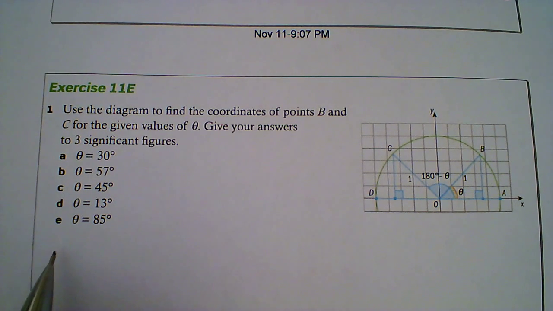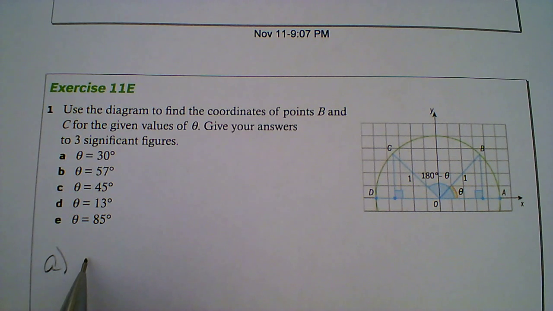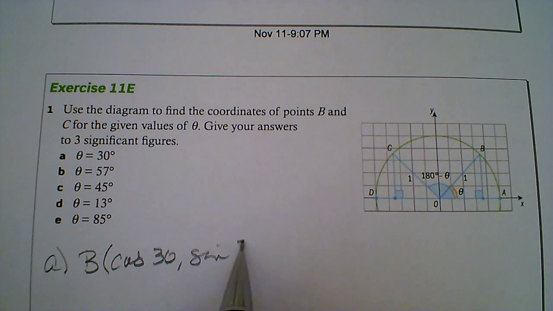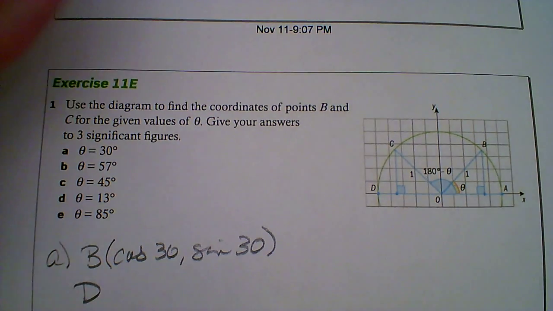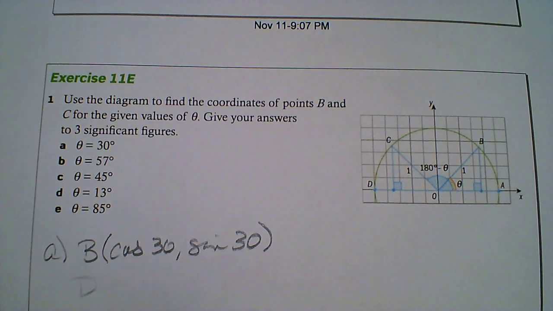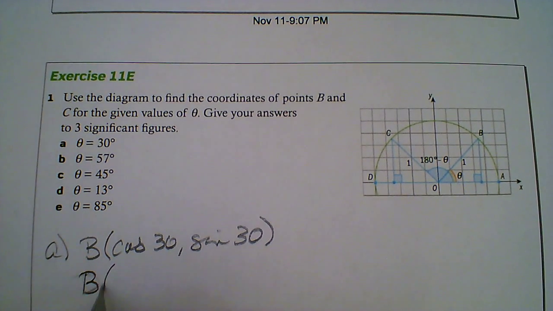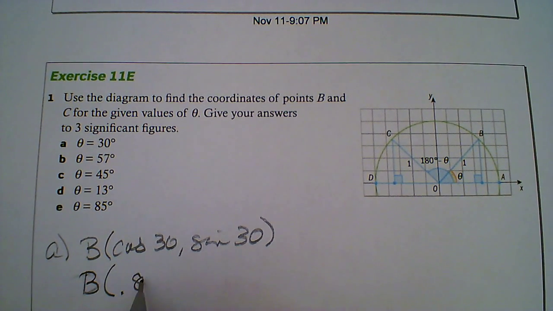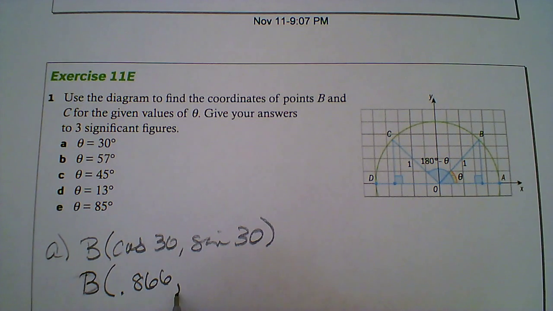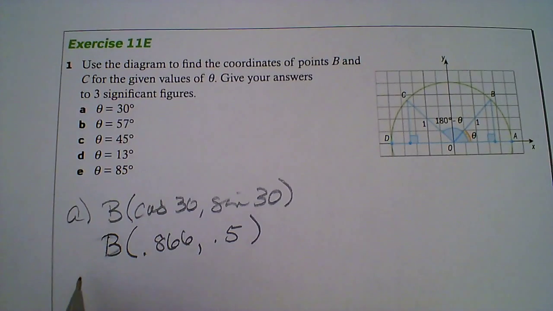So for A, for point B, it'll be the cosine of 30, sine of 30, which is going to give us 0.866 and 0.5. Let's try B.